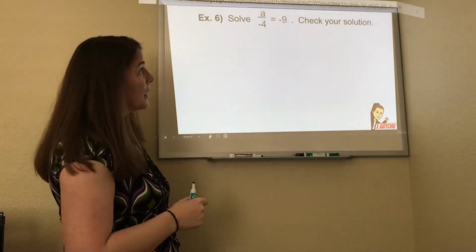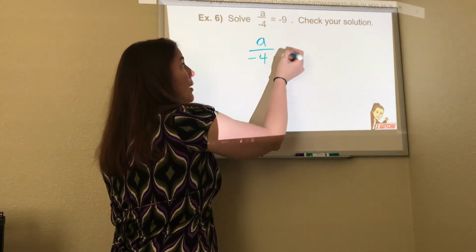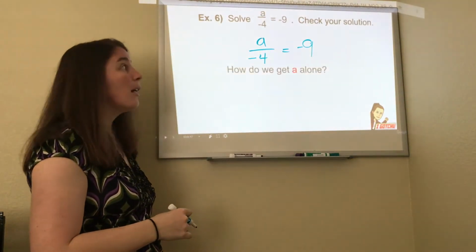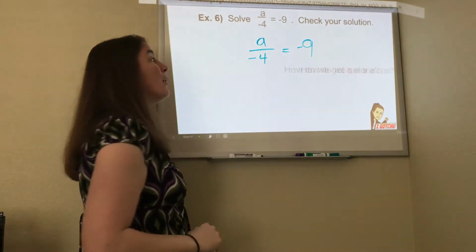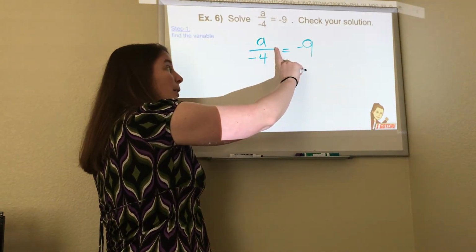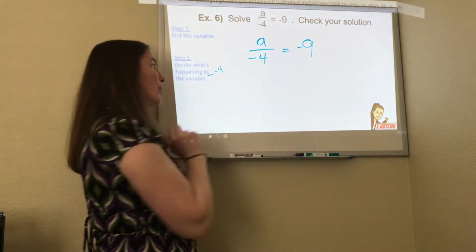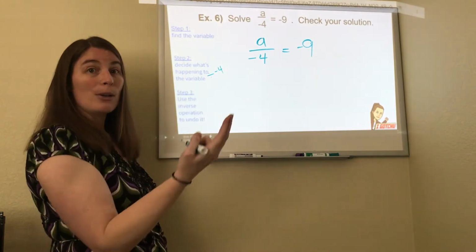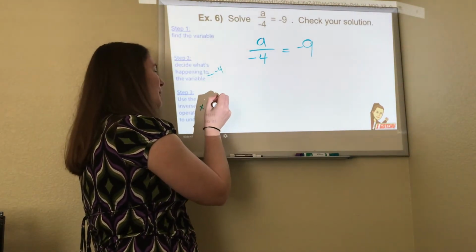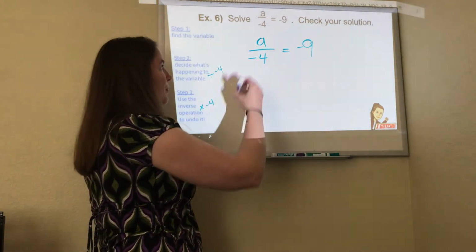So example 6, I want you to solve A divided by -4 equals -9. Okay, so how do we get A alone? Well, we have to figure out where A is here, or the variable, and then what's happening to it. It's being divided by a -4. So what is the inverse of dividing by 4? It's going to be multiplying by -4. So let's go ahead and do that.